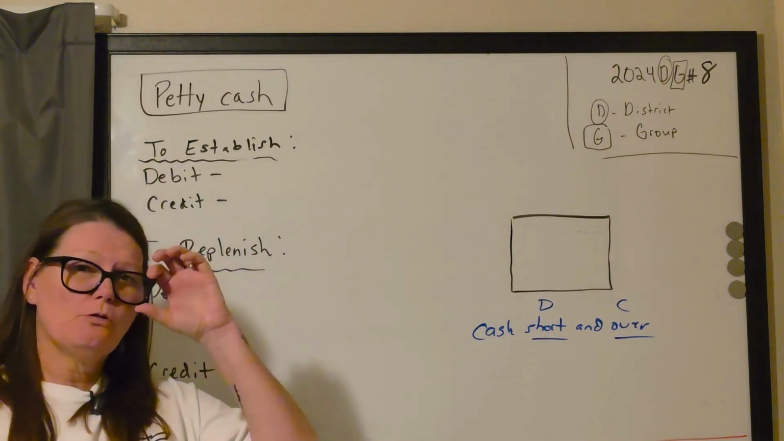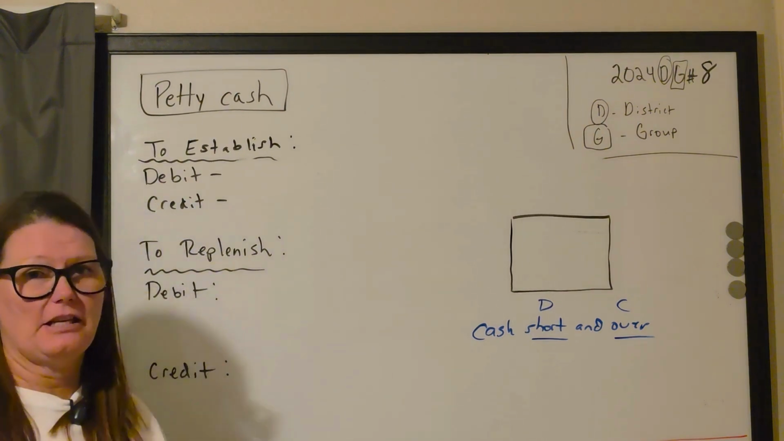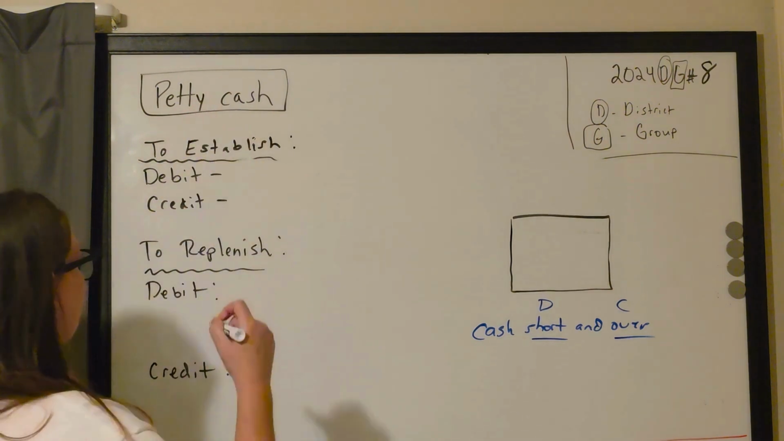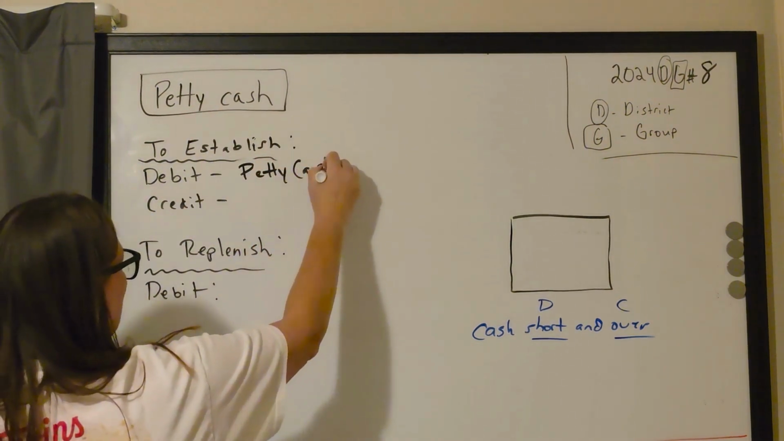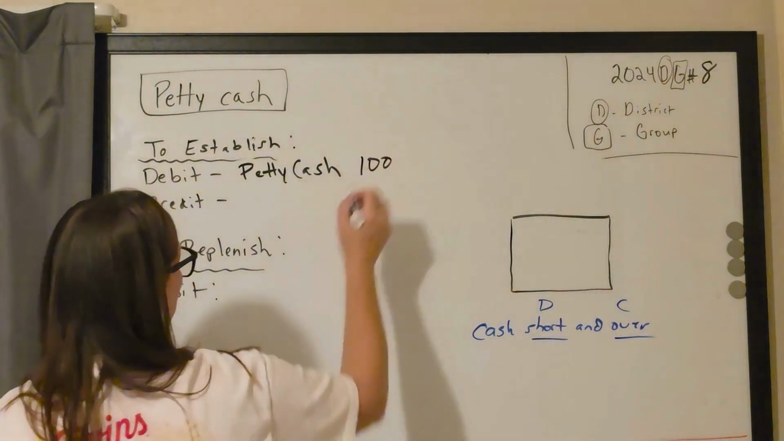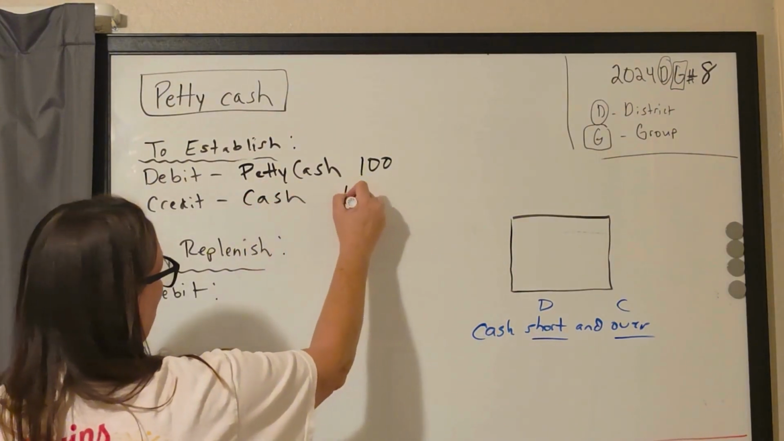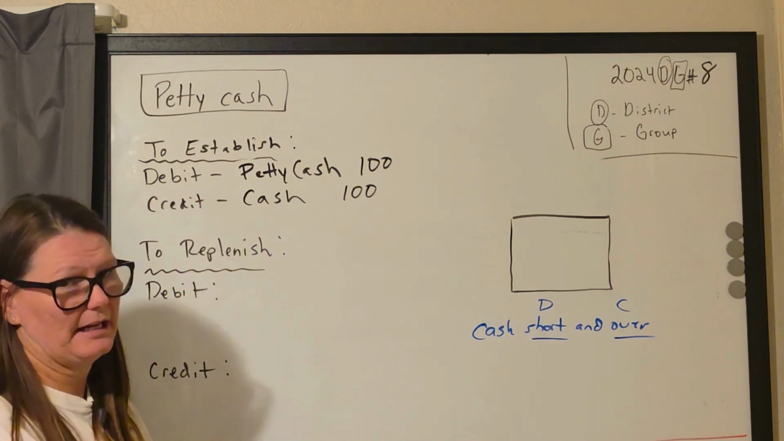So in order to start a petty cash fund, or establish it, we're going to learn the journal entry. To establish petty cash, you would debit the account petty cash. Let's say we're going to establish it for $100. And then you're going to credit cash, because that's the amount we're taking from the business bank account and putting it into the petty cash.